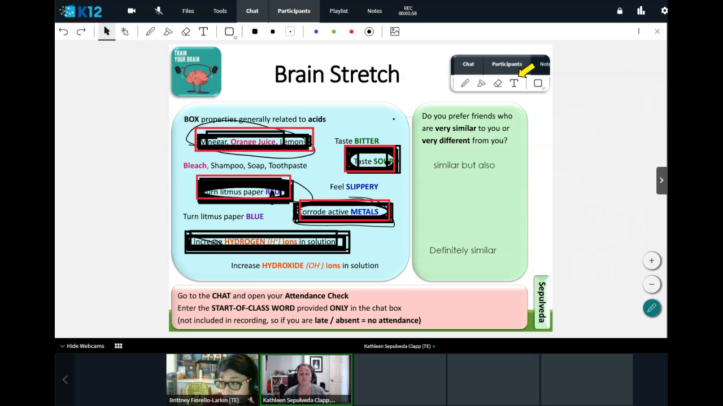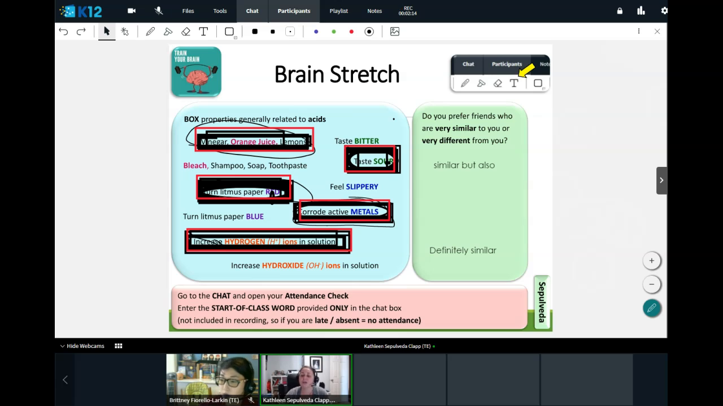And then finally, this is the important part. An important characteristic or property of an acid is that it increases the hydrogen ions in a solution. So they give up those hydrogen H+ ions in a solution. Excellent job. Nice job, everybody.